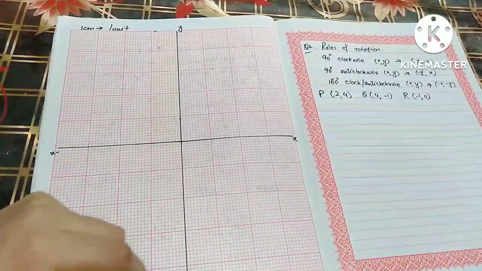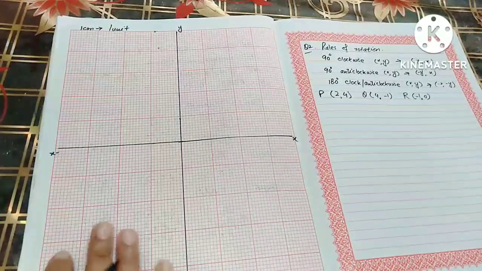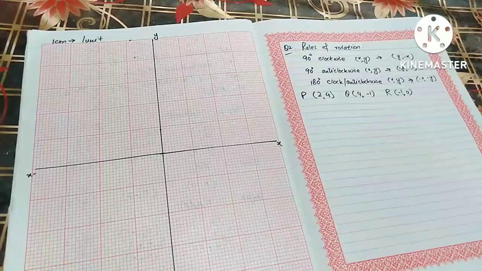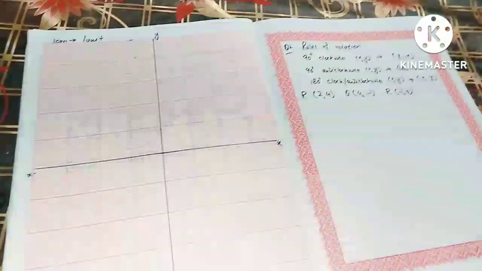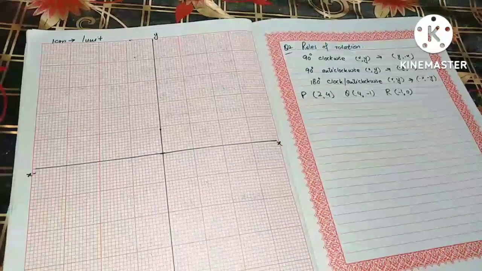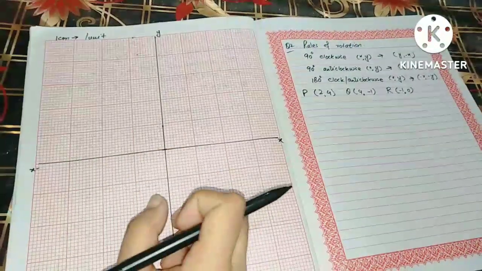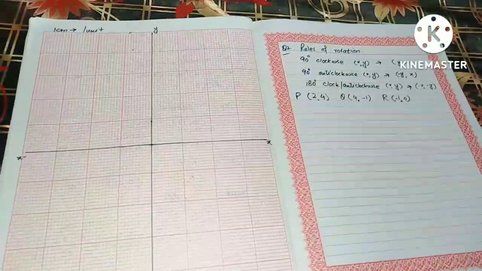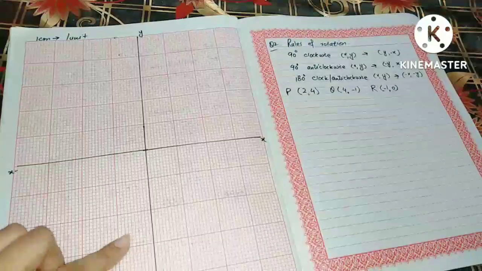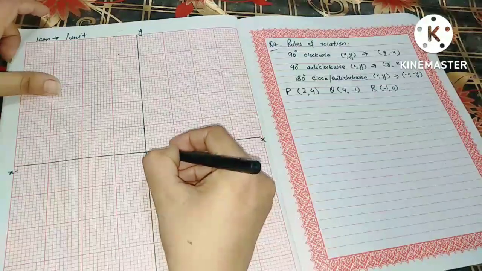Students, remember that if you're having a graph paper of small boxes, then one small box is equal to 1 centimeter. But if you are having a graph paper of big boxes, then half box is equal to 1 centimeter. So I'm having a graph paper of big boxes, so half box is equal to 1 centimeter.